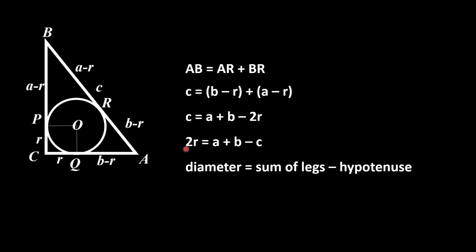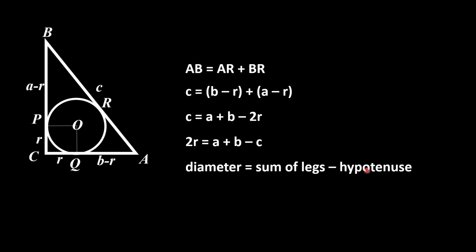Now 2R is diameter, R is radius, right? Twice the radius, 2R, will be the diameter. So the diameter is equal to A plus B minus C. That means the diameter is equal to the sum of legs minus hypotenuse. The diameter of a circle inscribed in a right angle triangle is equal to the sum of legs minus hypotenuse.